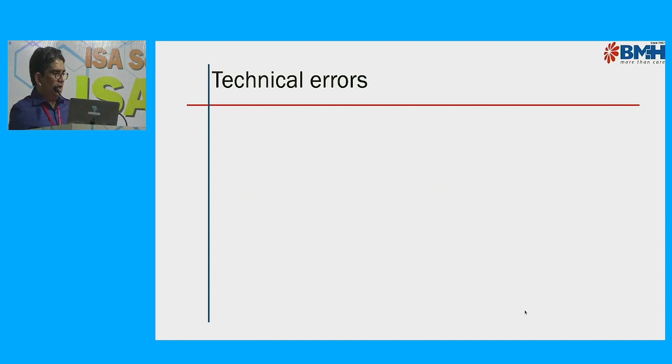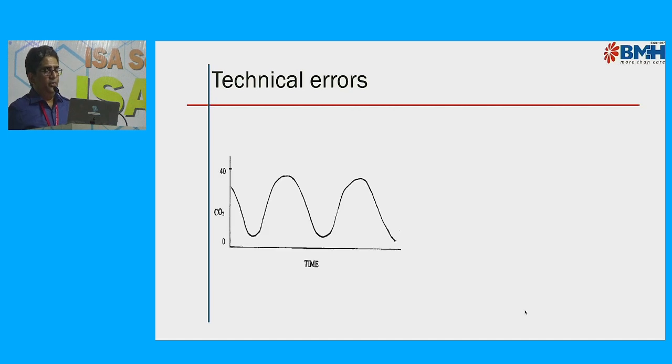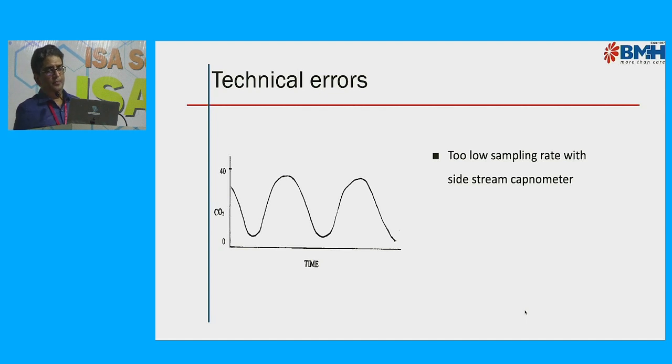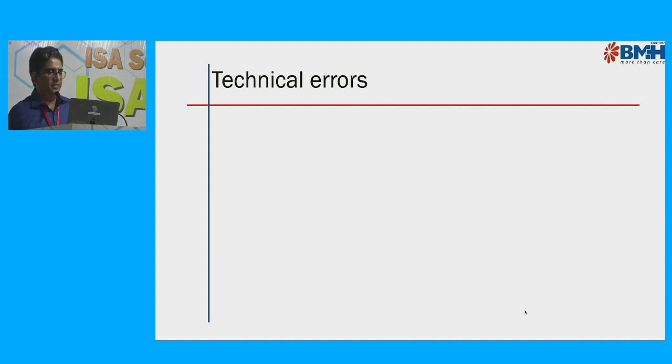So I'll add some technical errors also, which I have shared with you. So can you tell me about this? It's a technical error. Too low sampling rate. You can say loudly. Capnograph is showing elevated baseline. It is seen in too low sampling rate with side stream capnography, or can be due to low peak and elevated baseline.